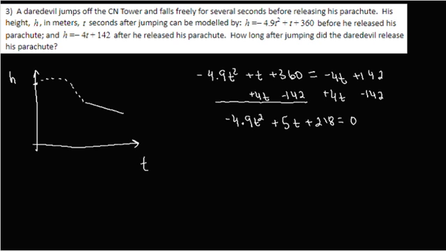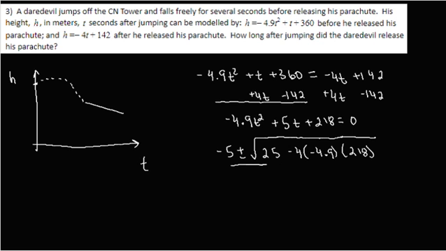Now, so that gives us negative 5 plus or minus the square root of b squared, and I'm just going to go ahead and say, we know 5 squared is 25, minus 4 times negative 4.9 times 218. And that is all divided by negative 9.8, 2 times negative 4.9.